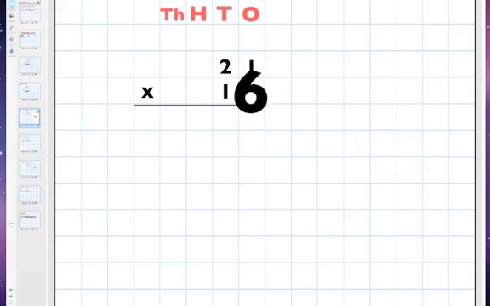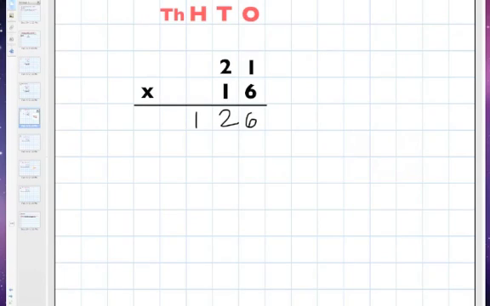In this case, we're going to start with the ones column, and we're going to just focus on distributing our multiplication by that 6. So 1 times 6 is 6, and 2 times 6 is 12. So we've taken care of distributing by the 6. But now we need to take care of distributing our multiplication by the 1. And in order to do that, there's one important step that we need to take into consideration.